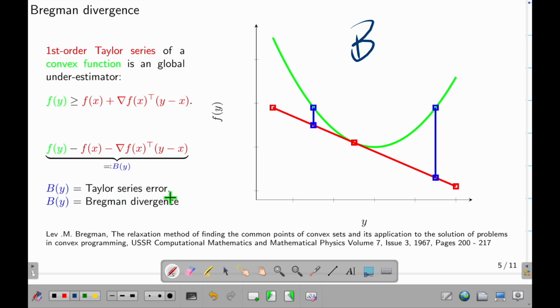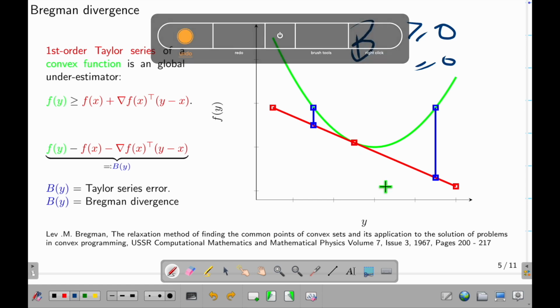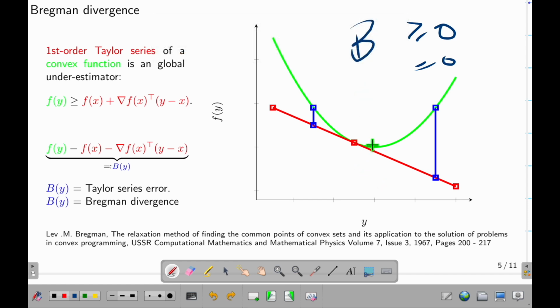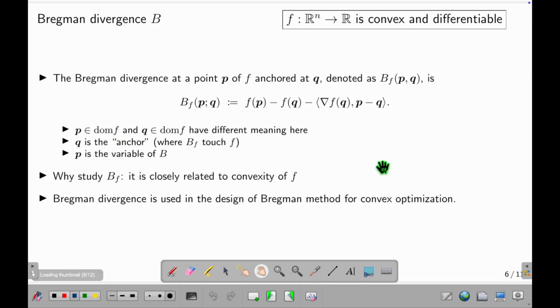Why is this called divergence? Because this is always larger than 0 and always equal to 0 if I have y equal x. Because when I have y equal x, I am at this point, the gap is 0. Why is this not a distance? Because it does not satisfy the triangle inequality or symmetry. I don't remember which one. But anyway, so this is the idea. And this thing is from many years ago, okay? But okay, we don't care. Then this is the idea.